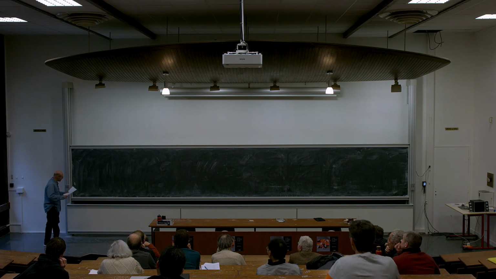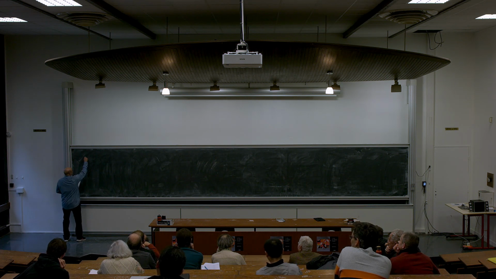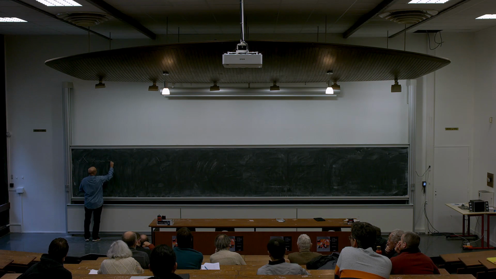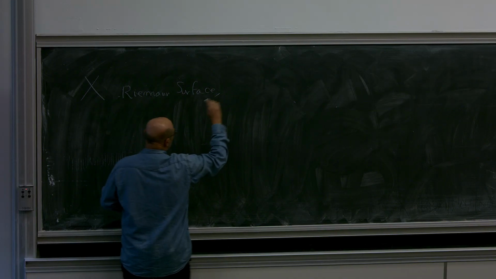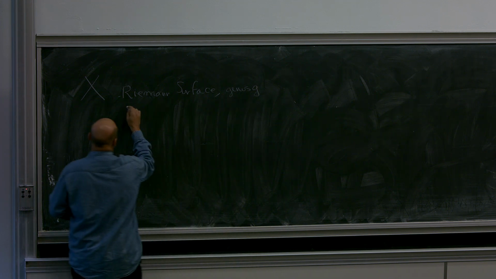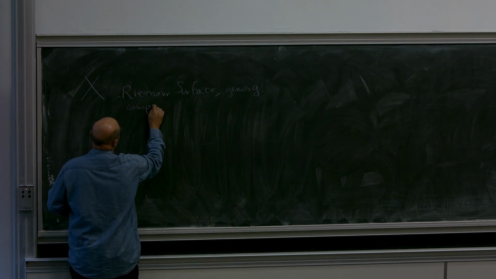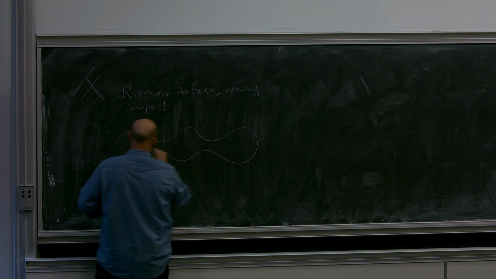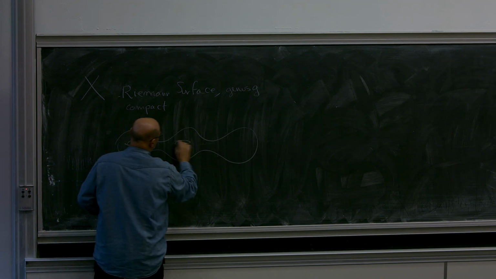I will start by asking a ridiculous question. Suppose that X is a Riemann surface, and let's say it's of genus G, and I want it compact, no holes. So here's a nice picture. This is the only picture in this talk. I apologize for that.